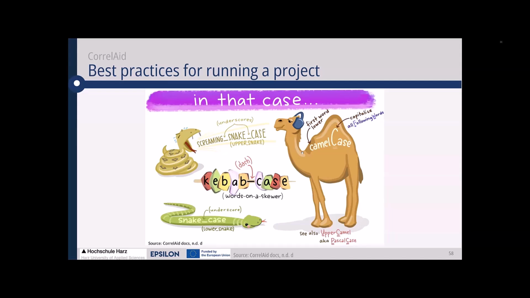However, if you're interested in this rather technical best practice, please feel free to use the CorrelAid docs that we are quoting here and at the end of the presentation.